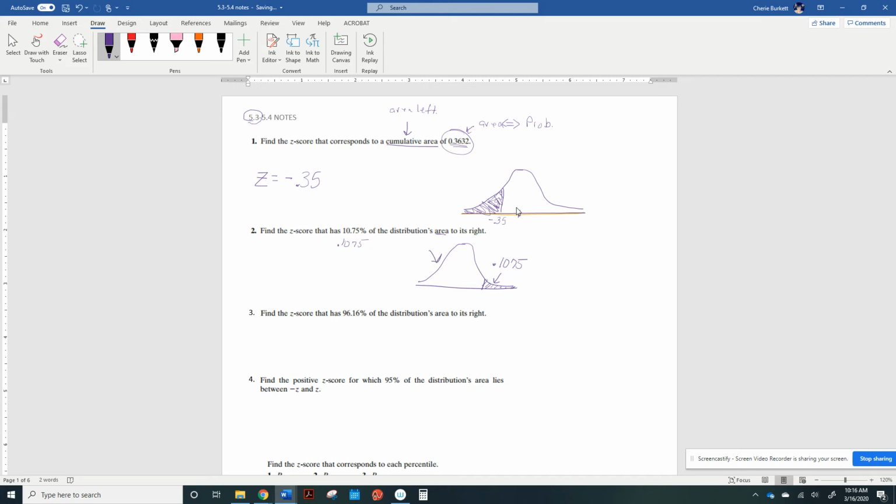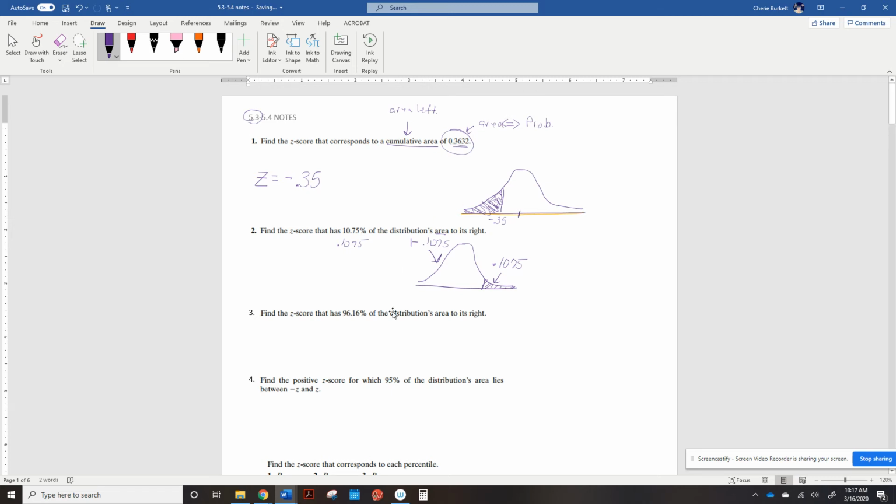And how do we calculate this area? It's 1 minus 0.1075. The area to the left will always be 1 minus the area to the right. So if you calculate this area right here, you can use the z-table. You don't have to use the z-table.